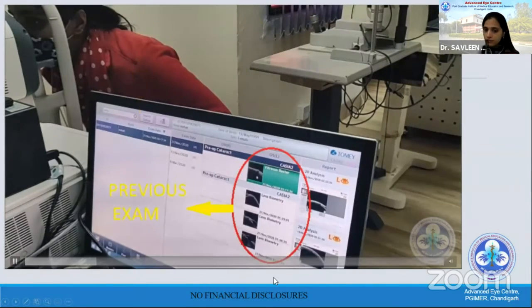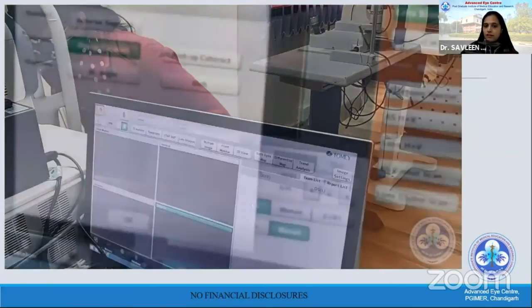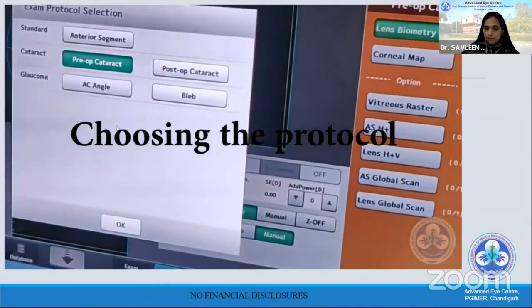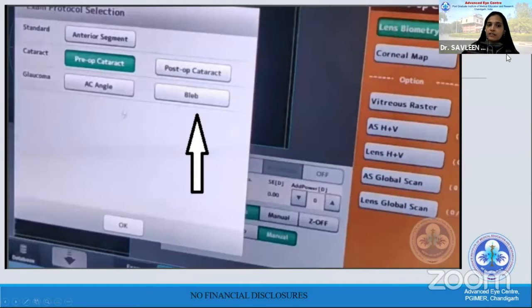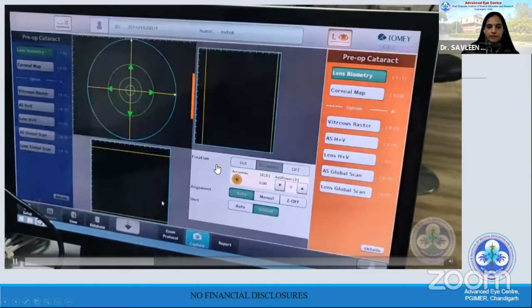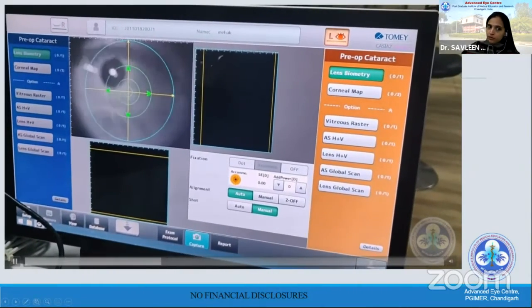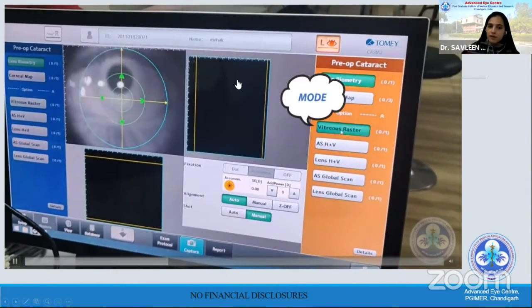Now the ASOCT is primarily for the lens and for the cornea. So you have to choose a different protocol while you are trying to look at the muscle. You can choose the cataract protocol, an anterior segment protocol, or even the BLEB protocol if you want to look at the superior rectus and inferior rectus. Once you have chosen the protocol, you try to image the muscle by asking the patient to look in the opposite direction. You could do it on a raster mode.